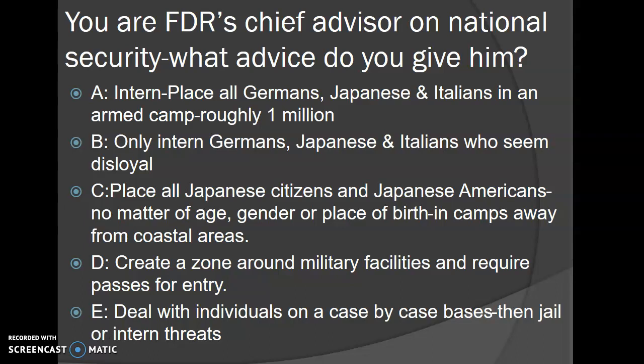Or E, deal with the individuals on a case by case basis, then jail or intern threats. All right, so these are your options, okay? Now, I want to play devil's advocate a little bit here as you begin to weigh what you would do. I see some problems with essentially every single one of them. Let's start with the idea of interning all these people, option A.